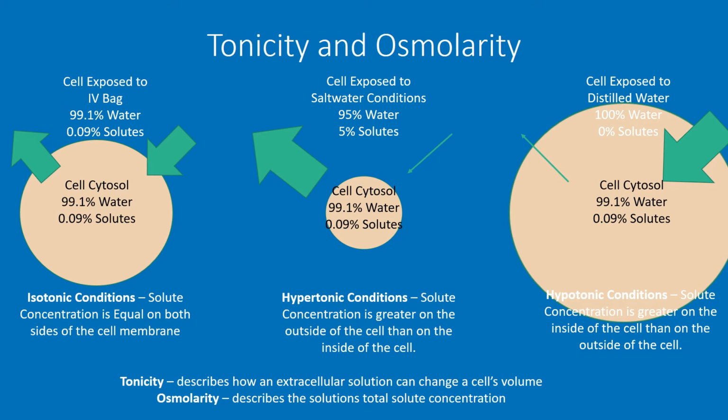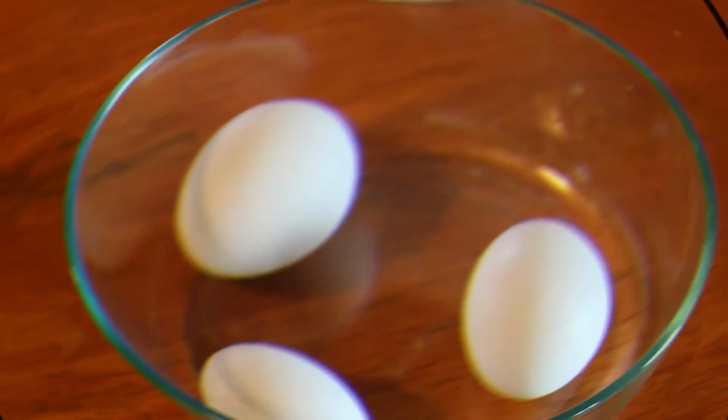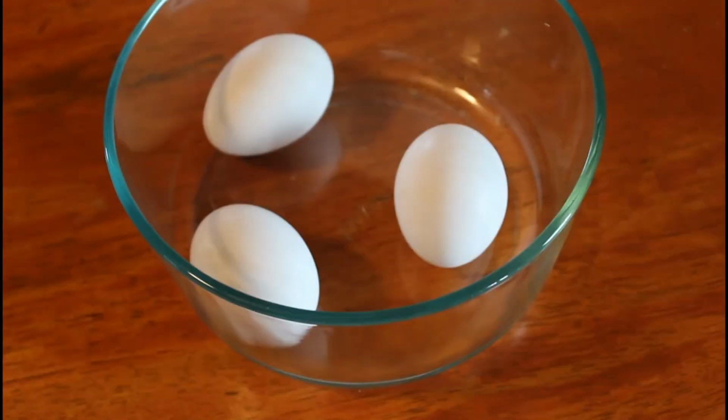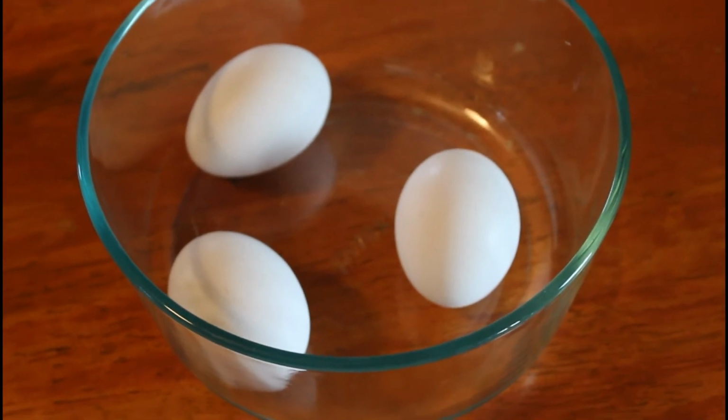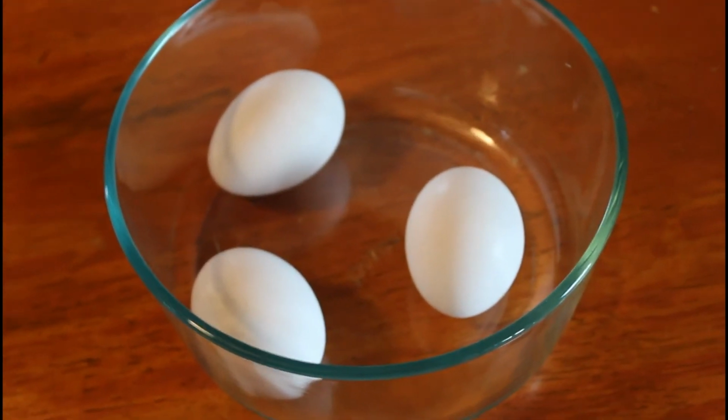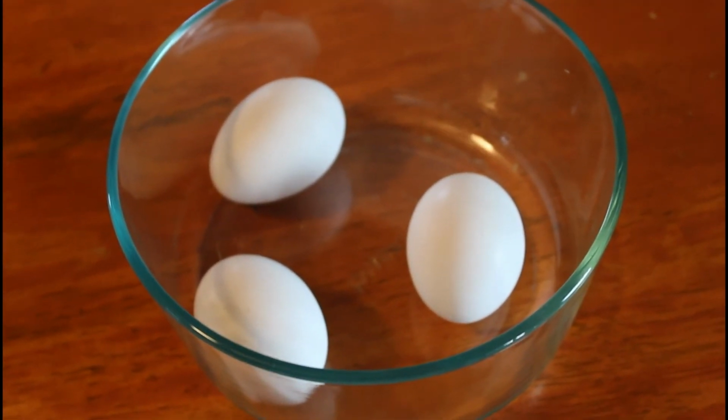I want to show you all a really cool thing you can try at home with eggs. Eggs and osmosis. Eggs are essentially a really large cell, so they make the perfect model for this. What I'll be doing is taking these 3 eggs and inserting some vinegar.